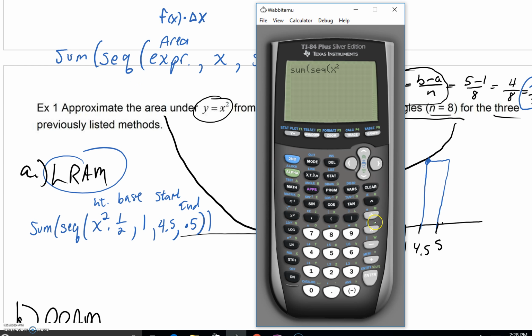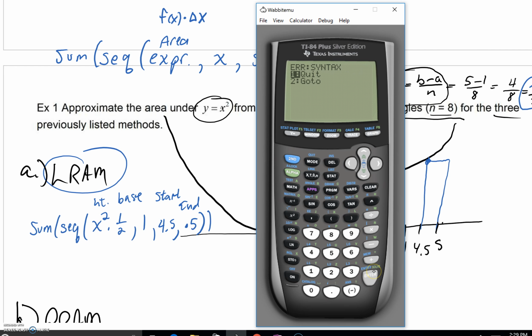You'll hit x squared times a half. How about we just go times 0.5? Now I'll say comma. That's right above the 7. My starting x value is 1. My ending x value is 4.5. And here I go with a t step, increasing my x value of 0.5.